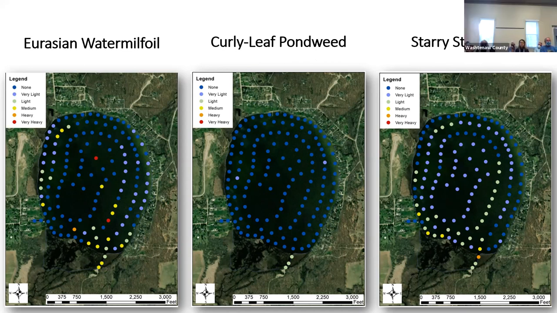You're fine, Gabby. Does the treatment that you provide, I know it seems to attack the Eurasian very well, and we keep the starry in check. Does it eliminate some of the curly leaf pondweed as well? Because it's getting bad. Yeah, from my understanding, a lot of the herbicides that are used to treat Eurasian water milfoil will also affect curly leaf pondweed.